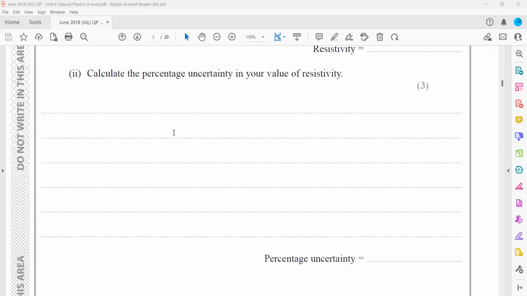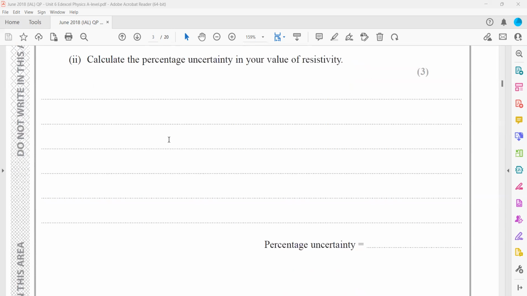The next part: calculate the percentage uncertainty in the value of the resistivity. Whenever quantities are multiplied or divided, we always take their percentage uncertainty. If quantities are added or subtracted, we just directly add the uncertainty. But if quantities are multiplied and divided, we take out the percentage uncertainty in each quantity and then we work out the total uncertainty by adding the percentages. So resistivity is equal to RA divided by L. So we'll find the percentage uncertainty in R, the percentage uncertainty in area, and the percentage uncertainty in length.